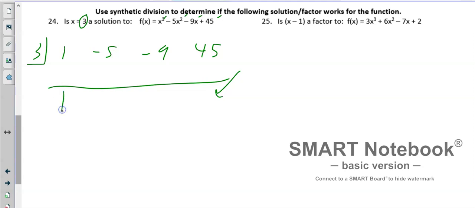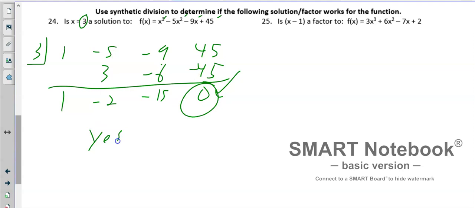So we drop the 1, multiply, add straight down, multiply by 3, add straight down, multiply by 3, add straight down. Yes, x equals 3, or x minus 3 is a factor.